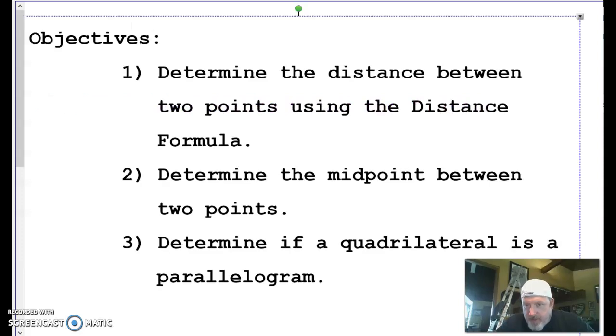We are going to talk about the distance formula between 2 points today. We're going to talk about finding the midpoint formula, and then we're going to put those two things together. Mainly the distance formula as well as our knowledge of slope, and determine if four given points of a quadrilateral are a parallelogram. So that's what we're going to put together for today.